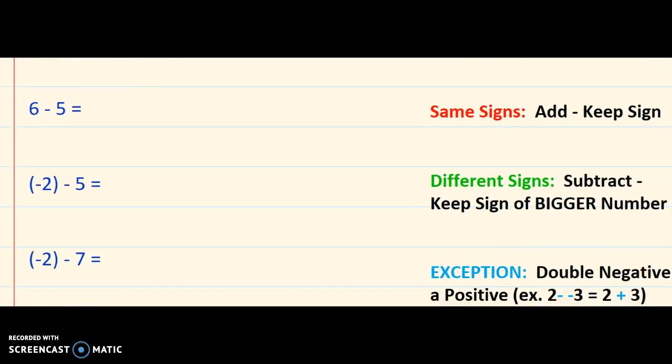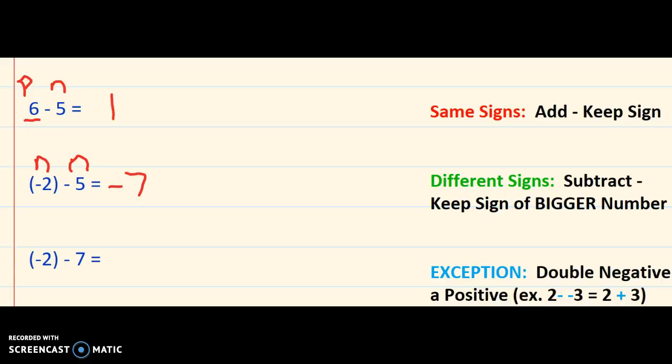Next we have positive 6, negative 5. Subtract. Keep the sign of the bigger number. Here we have negative 2 minus 5, which means it's a negative 5. Signs are the same. We add. Keep the sign.